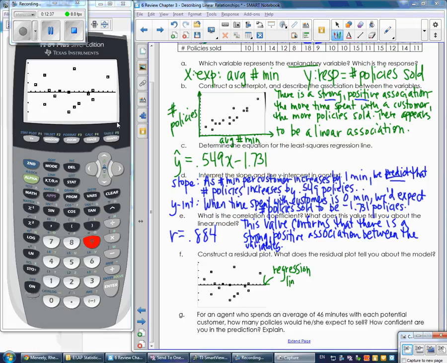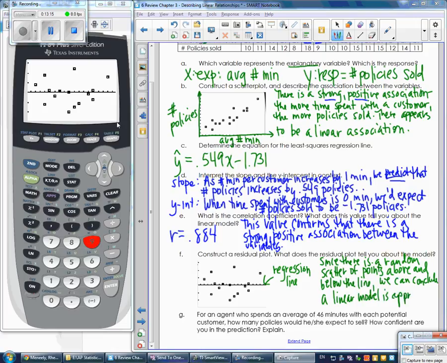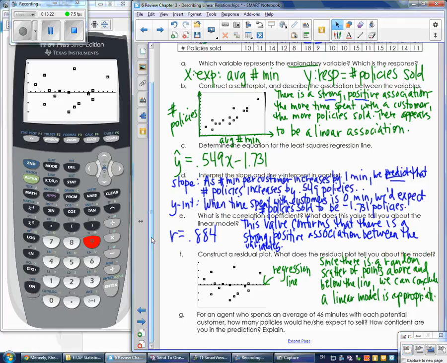And in this case, it is a line. So it's my regression line. And so since there's a random scatter of points, and it's evenly spread above and below, we can conclude that our model is appropriate. And our calculator did find the line of best fit. So our linear equation is going to be the best linear equation there is.